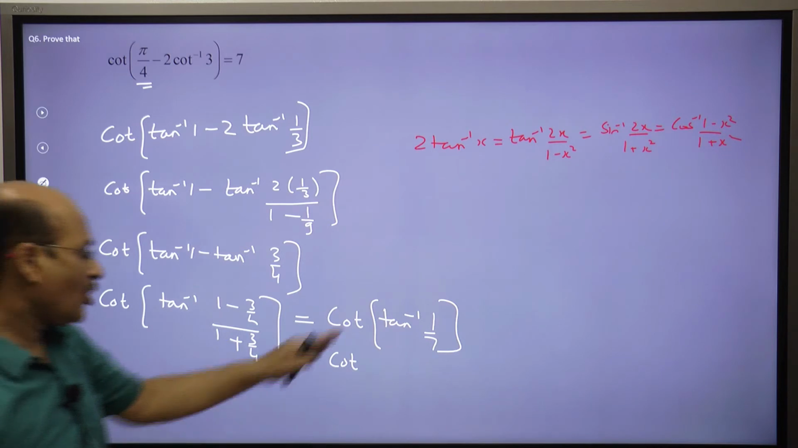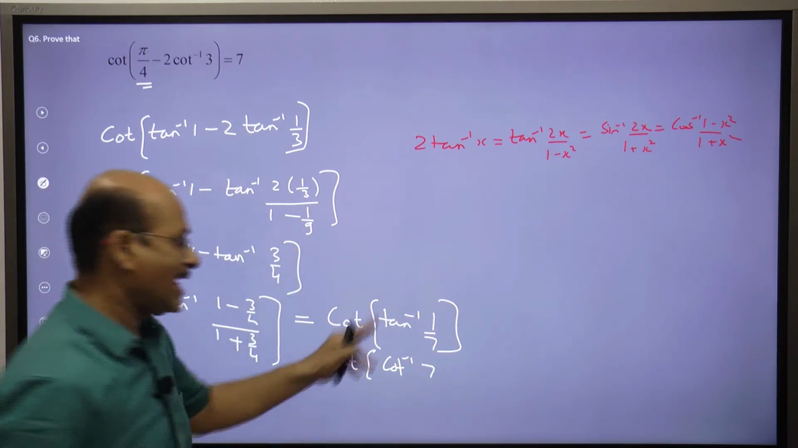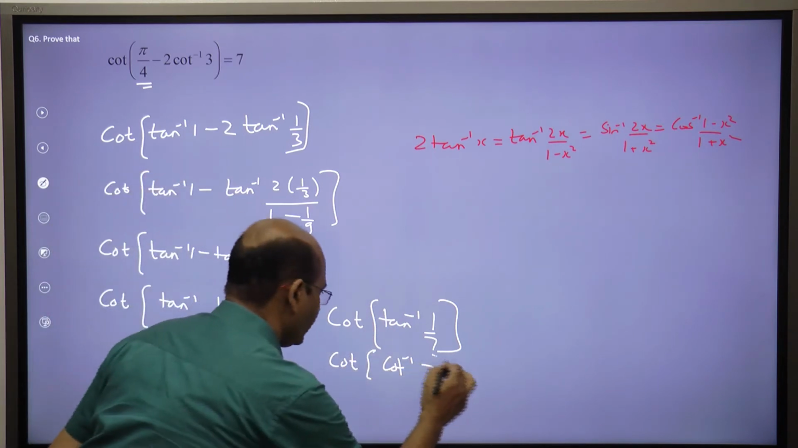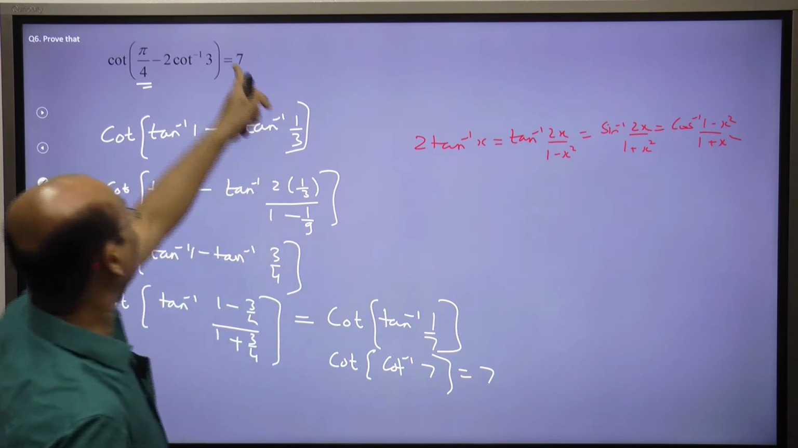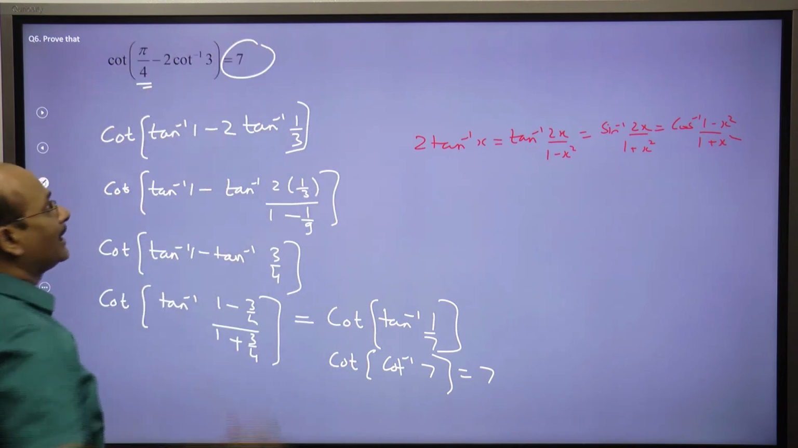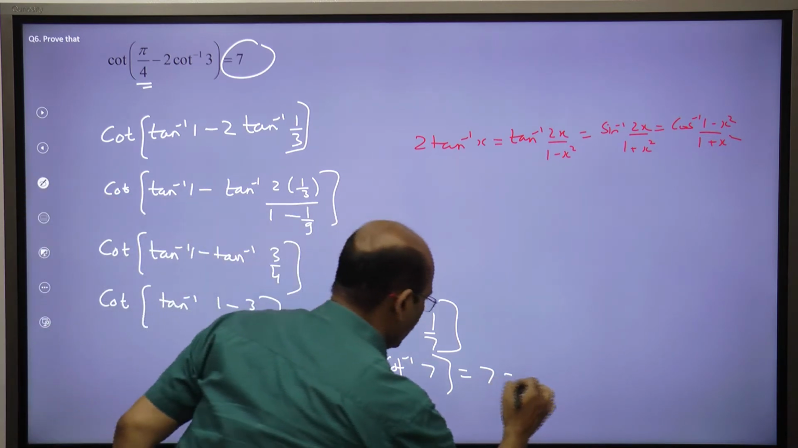So now what happens, cot of, this will become cot inverse 7, because tan inverse 1 by x is cot inverse x, reverse of each other. So cot of cot inverse becomes compatible, and that is nothing but 7. That is exactly what they are asking us to prove, that the complete LHS is equal to 7. I proved it is equal to 7, which is equal to RHS.